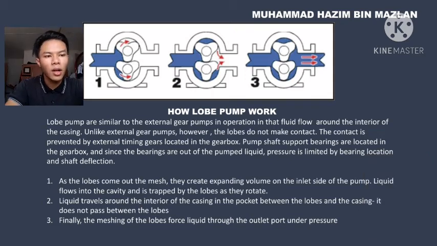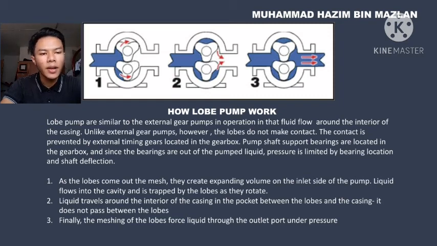I will explain how the lobe pump works. A lobe pump is similar to the external gear pump in operation in that fluid flows around the interior of the casing. Unlike the external gear pump, however, the lobes do not make contact. The contact is prevented by external timing gears located in the gearbox. Pump shaft support bearings are located in the gearbox, and since the bearings are out of the pump liquid, pressure is limited by bearing location and shaft deflection.